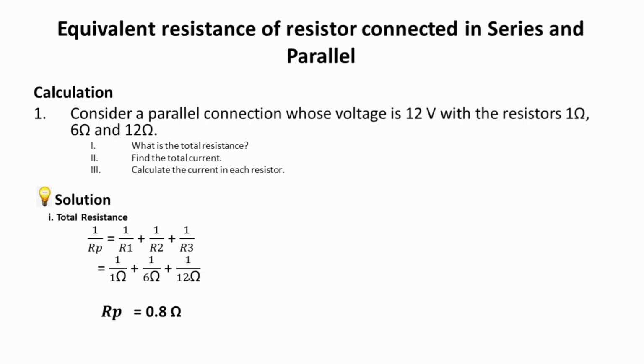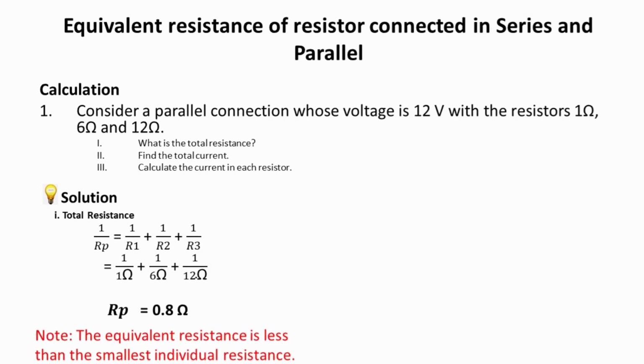1 over R subscript P is equal to 1 over R subscript 1 plus 1 over R subscript 2 plus 1 over R subscript 3. And since we have 3 resistors, we have 1 over 1 ohm plus 1 over 6 ohm plus 1 over 12 ohms. Now the sum total we get is 0.8 ohms. Now the equivalent resistance, which is R subscript P, is less than the smallest individual resistance.